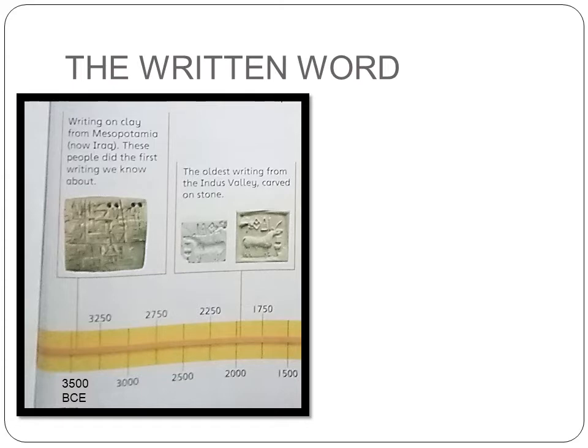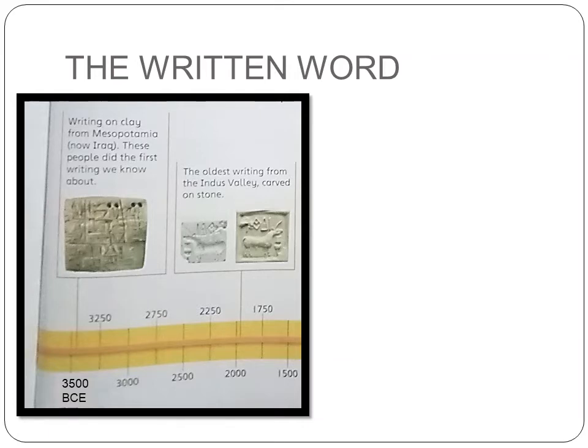Do you remember what's BCE? Yes, before Christ era. And this timeline reaches up to 1000 CE. Do you remember what's CE? Yes, Christ era. So, somewhere just after 3500 BCE, writing started on clay in Mesopotamia, which is now Iraq. These people did the first writing we know about.